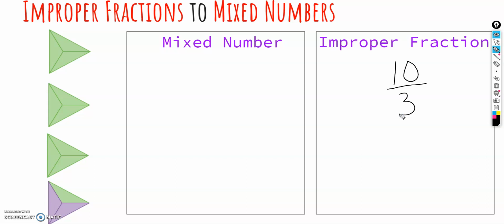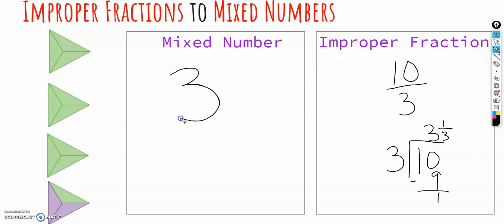Well, I want to see if I know that they're divided into thirds. I'm doing 10 divided by 3. So it's always the top number goes on the inside. That's 3 and 1. And what were they? What's that denominator? It's this number. 3 and 1/3. So my mixed number is 3 and 1/3.